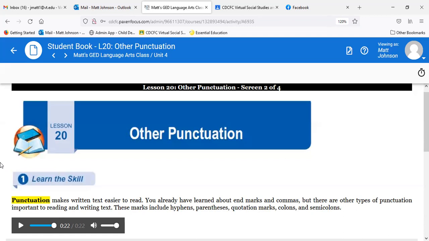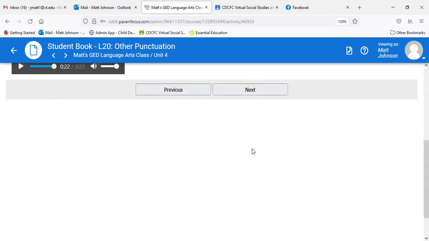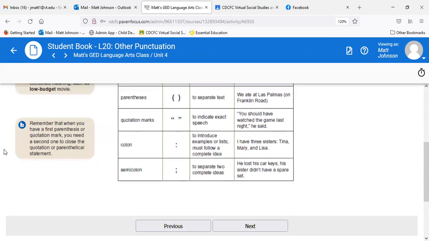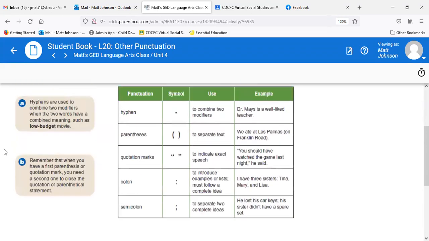The other ones, not so much. I mean, you do come across them, but more sparingly. Hyphens, parentheses, colons, and semicolons. But we'll get a definition of those. And I have a list of other punctuation on Google Classroom that you guys can look at. So our table, right?